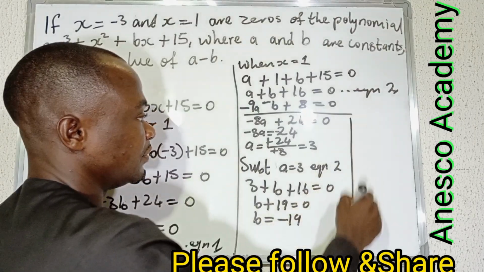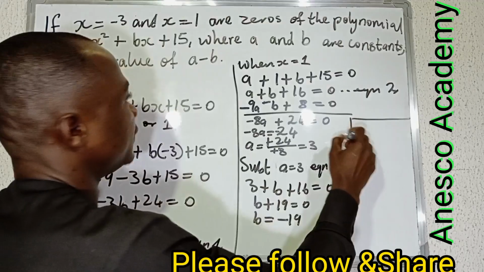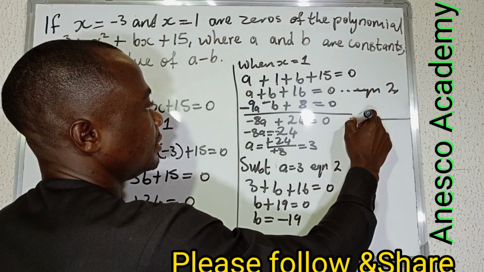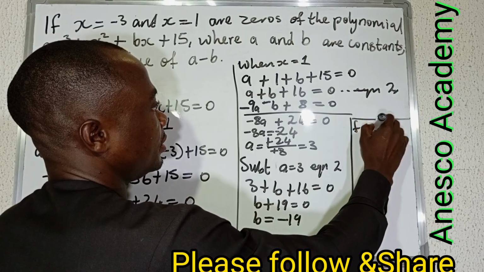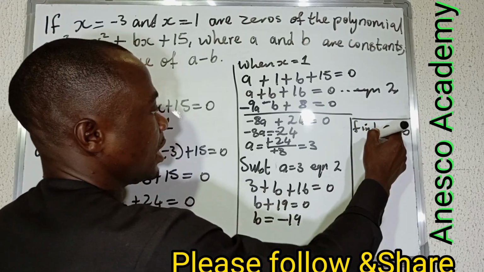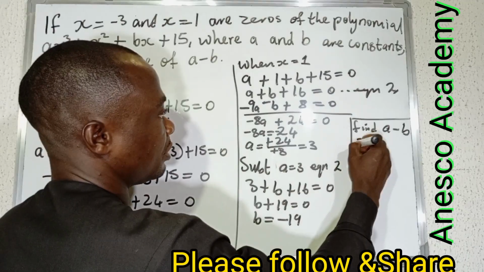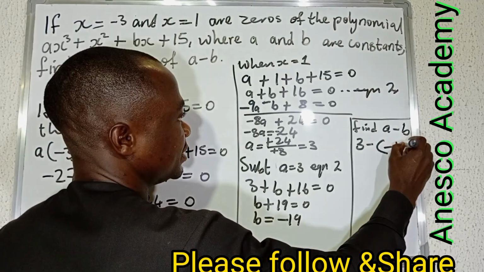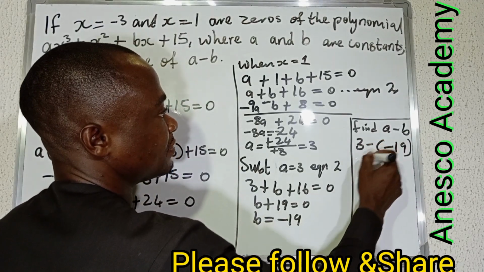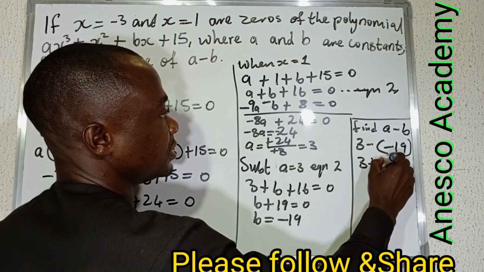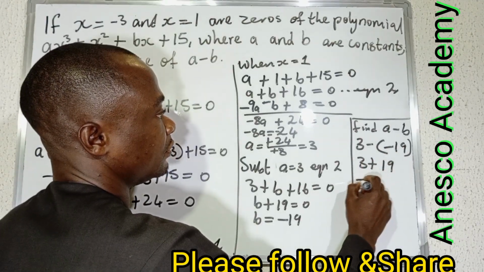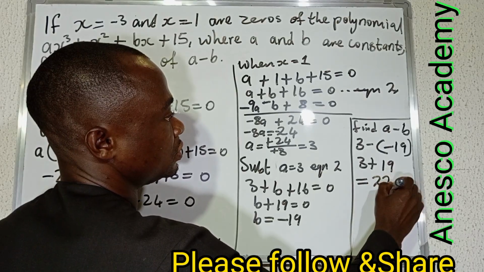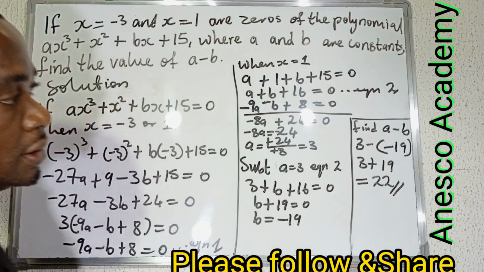19. Now the final question says find a minus b. Our a is 3. It will be 3 minus b, minus 19. Minus times minus is plus. 3 plus 19. That will give us what? 22. And that's the answer.